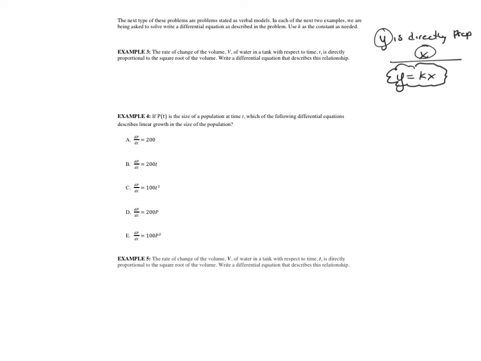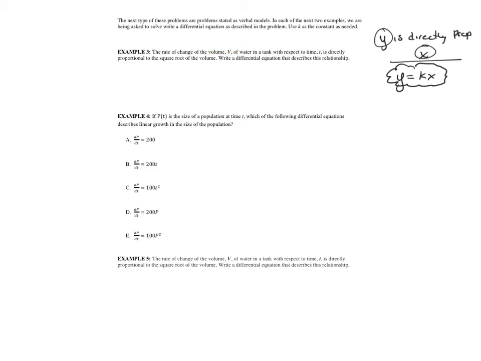And a lot of times in these problems, they'll give you enough information to figure out what k is, or they might even just tell you what k is. But in this first example, we're just going to use k because they're telling us rather that the rate of change of the volume of water in a tank with respect to time. So what you need to recognize is rate of change of volume with respect to time.